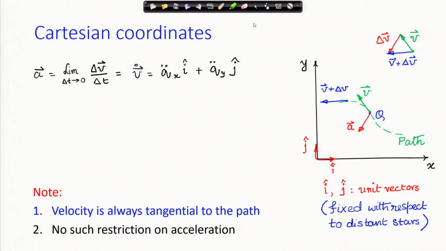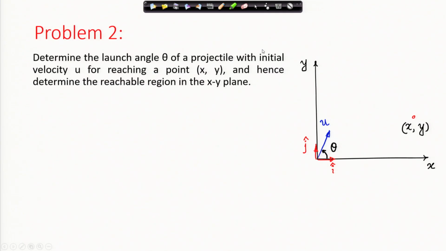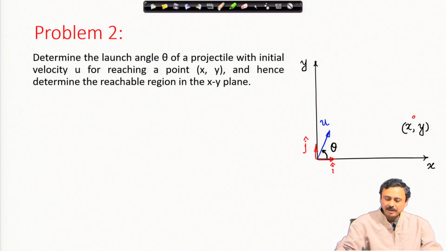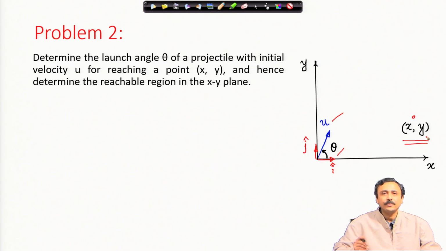Okay. Now, let us look at a problem. Determine the launch angle theta of a projectile with the initial velocity u for reaching a point x, y. So, I am launching a projectile. Now, these projectile problems you have done before, so I will go through this quickly. u is the launch velocity, so this is the magnitude of the velocity vector and it is launched at an angle theta. I want to find out for what theta it will reach x, y.